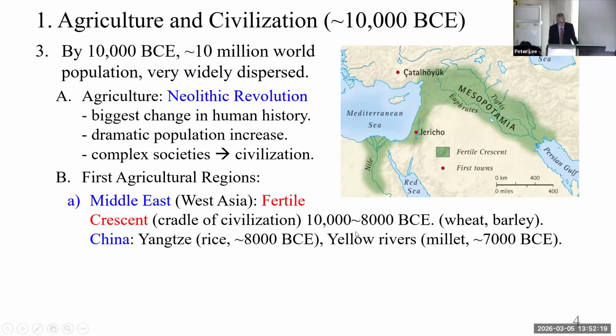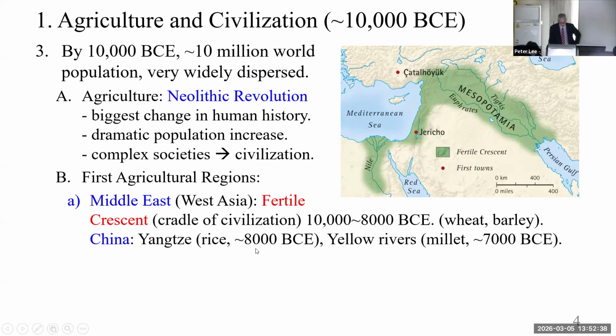So that's the first. The first agricultural region is the Fertile Crescent. And then scholars point to China as probably the second oldest region where the agricultural revolution happened.